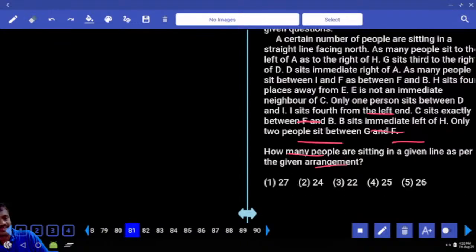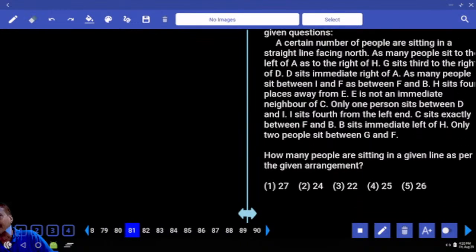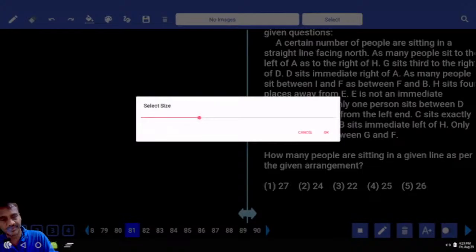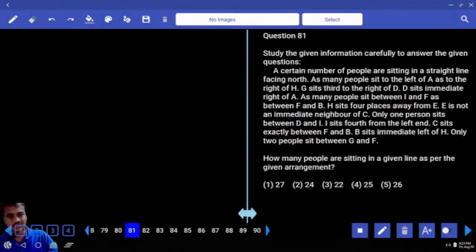Then 81 to 85. Now coming back to 81 to 85. How many persons are there? A certain number of persons are seated in a straight line and they are facing towards north direction. As many people sit to the left of A as to the right of S, and left of A equals to right of S, equal number. Then G sits third to the right of D.